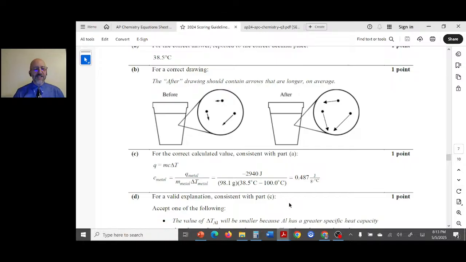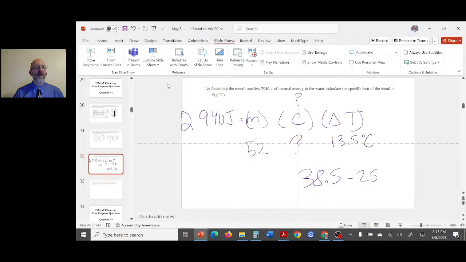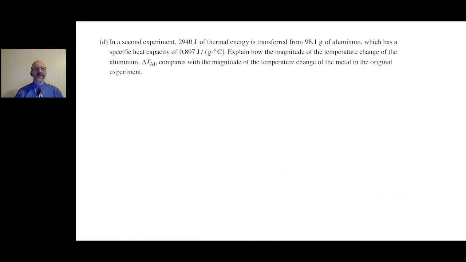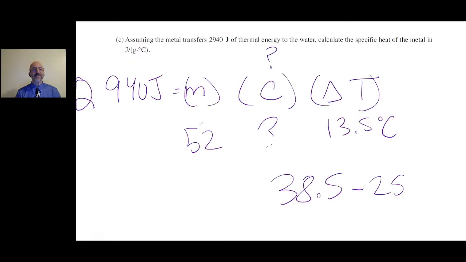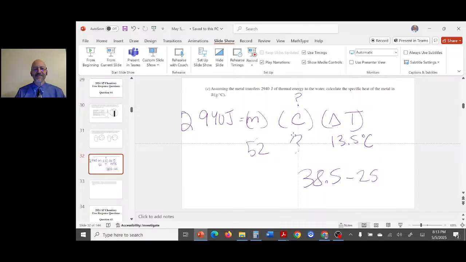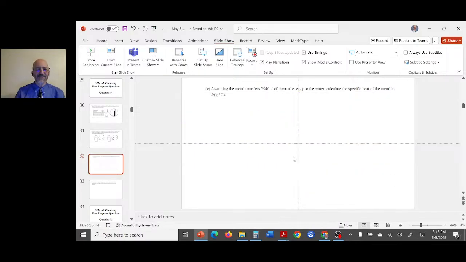All right, now, next part, I think, has to do with an experimental mistake of some kind. In a second experiment, they switched from the metal that we were just using to aluminum. And they're saying, explain how the magnitude of the temperature change of aluminum compares with the magnitude of the temperature change of the metal. Now, if we did part C correctly, let me go ahead and erase all of that.